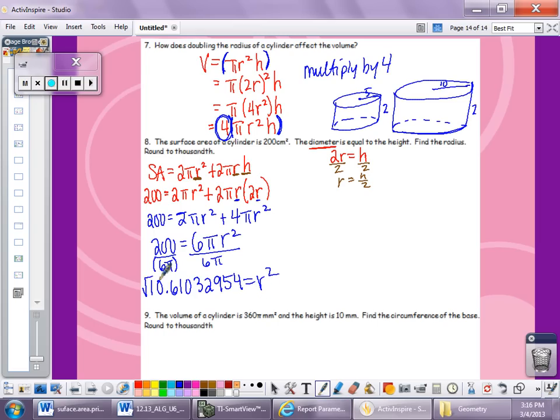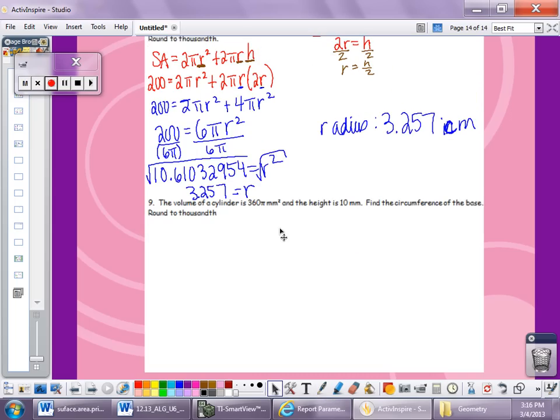And then I can take the square root of both sides. So r equals, and this is where you can round to the thousandth. So my radius is 3.257 centimeters.